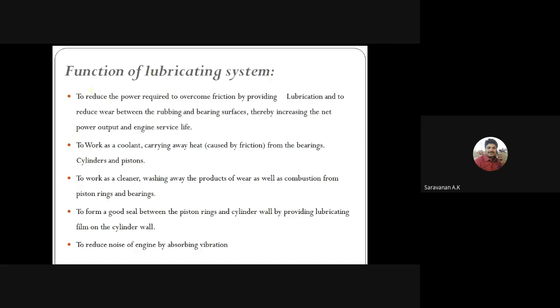So first, it works as a coolant, and it works as a cleaner, and it forms a good seal between the piston rings and the cylinder walls. Then it reduces the noise. Where is the noise produced? Due to the vibration of the parts, so the noise is produced, and the lubricant reduces it. So these are all the functions of the lubricating system.